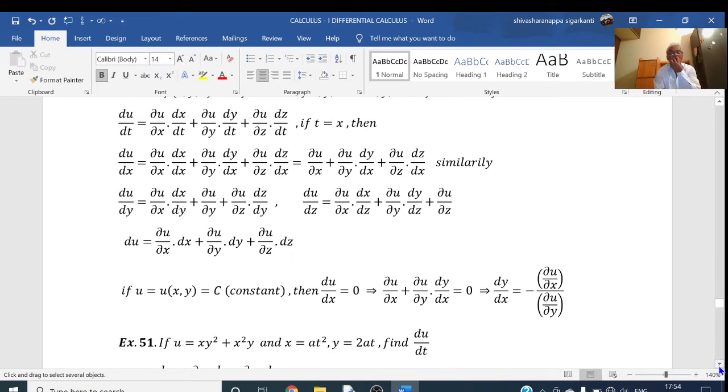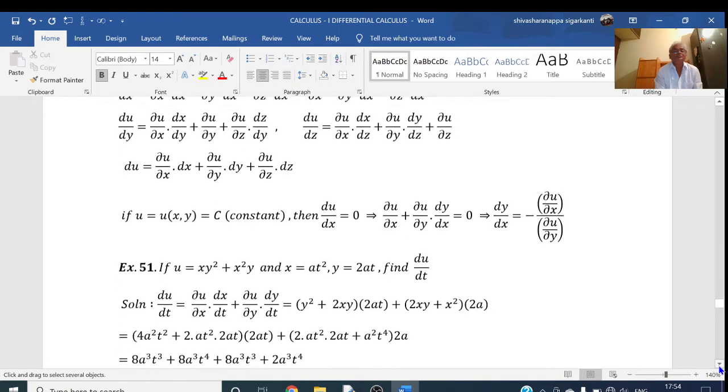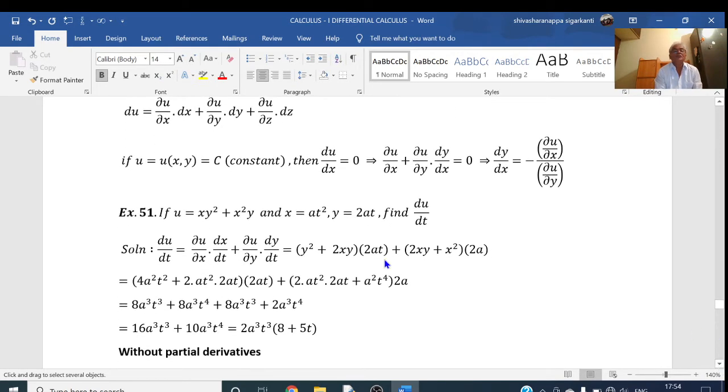An example: if u equal to xy square plus x square y, and x is equal to at square, y equal to 2at, find du by dt. So here u is a function of x and y, and x and y are functions of t. Then we can find out du by dt. So what is our formula here?